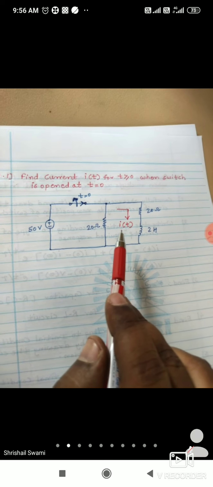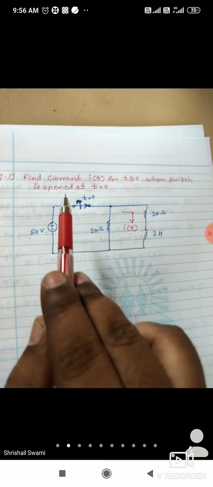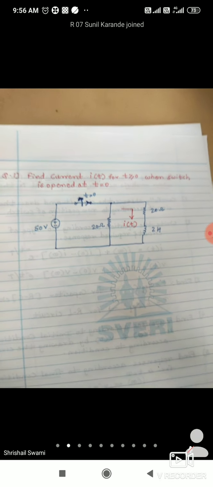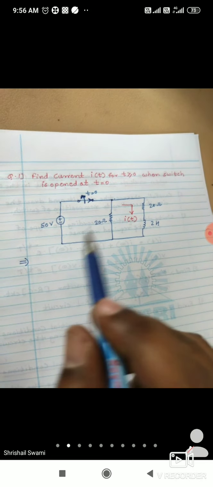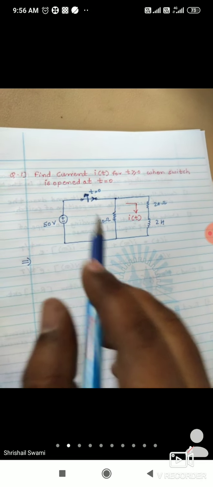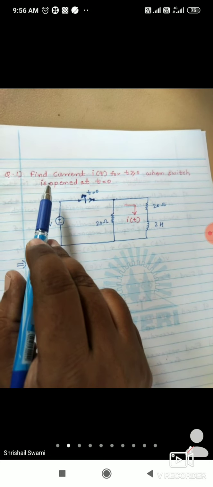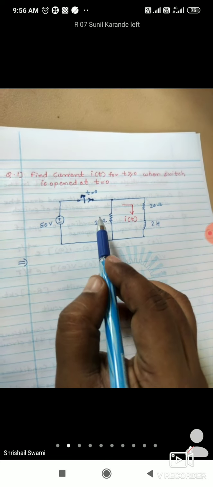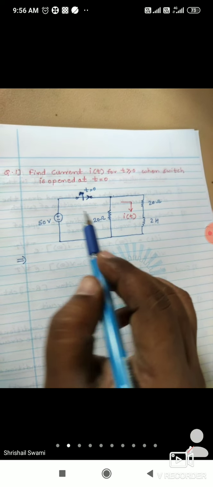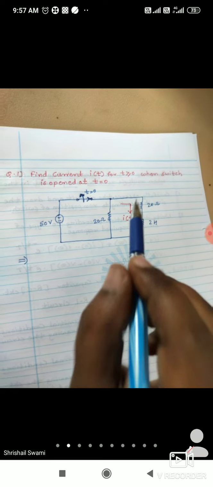They are asking to find this current for t greater than or equal to 0 when the switch is open at t equal to 0. So according to the procedure given, you can start. Before we solve this problem, first I will read the question. Find current I of t, where it is mentioned here. Sometimes they can ask for the current elsewhere, here. So carefully read the question, what they are asking.